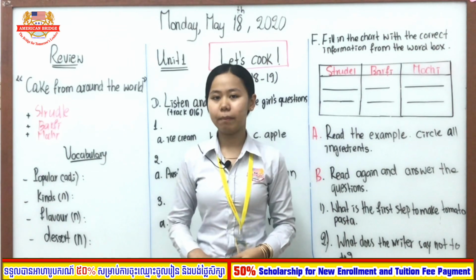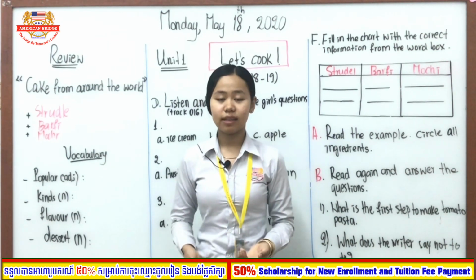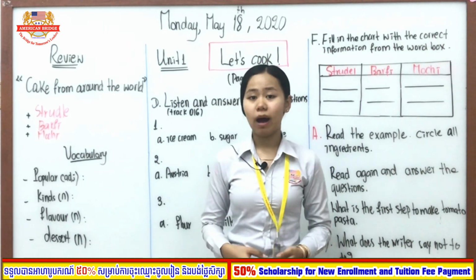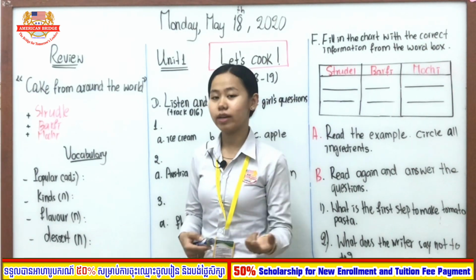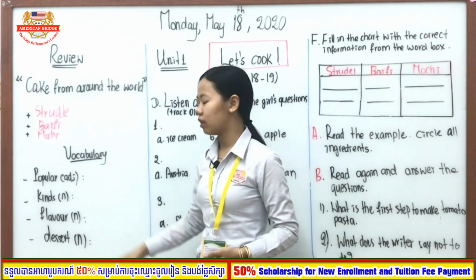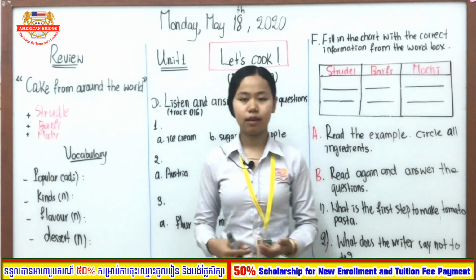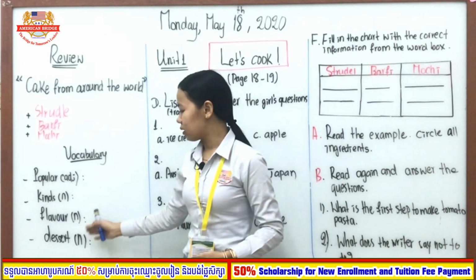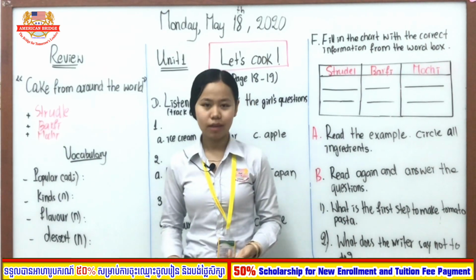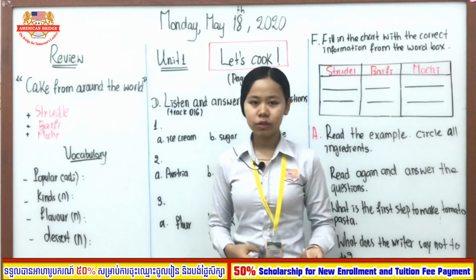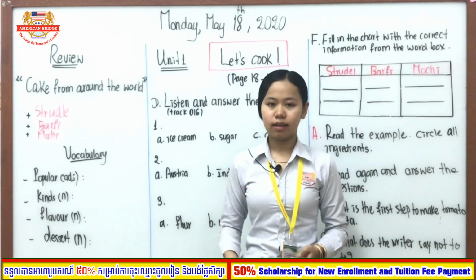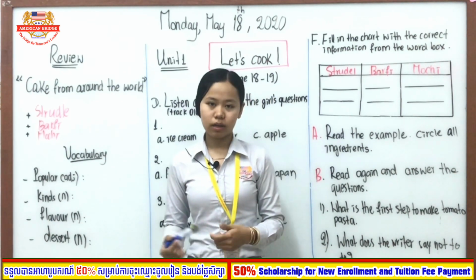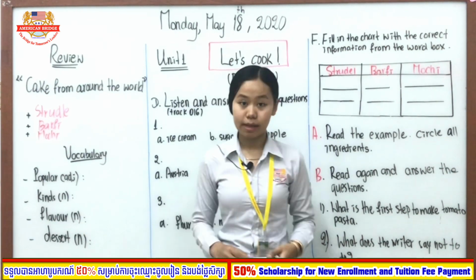And popular, do you still remember? Yes, it's something that is liked by many people. For example, going hiking is very popular in my country, so it's liked by many people. And we also learned the word kinds. We refer to kinds as a group of people or a group of things. And we also learned the word flavor. For example, you can ask your friend, what is the flavor of mochi? They can say that it is sweet.